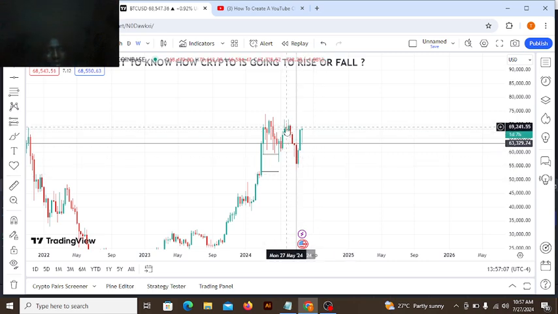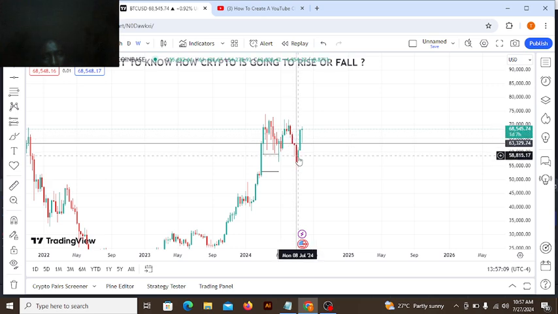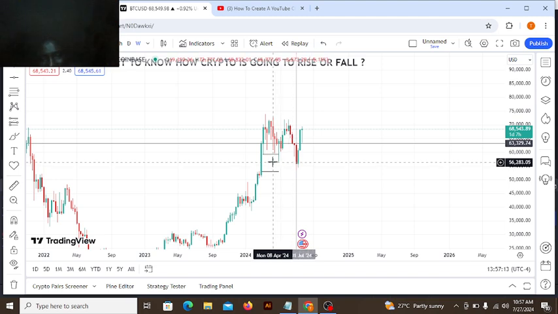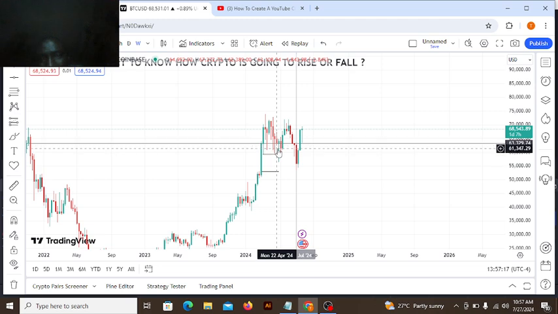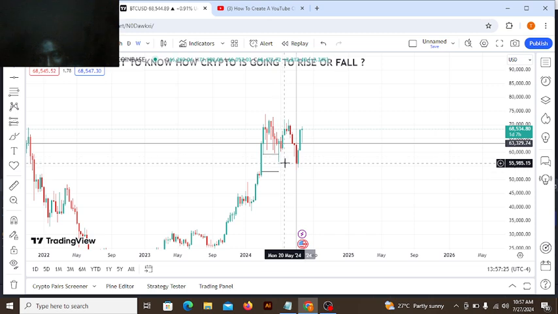Fair value gap. What does the market do? What the market did here is sweep this liquidity. We have the low, look at this, we have sell side liquidity here. The market came here, it swept this sell side liquidity and tapped into this fair value gap.